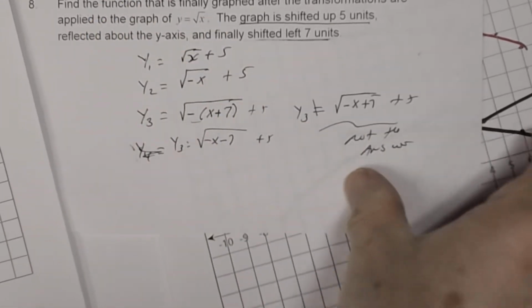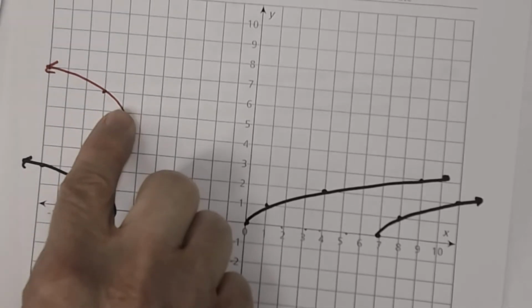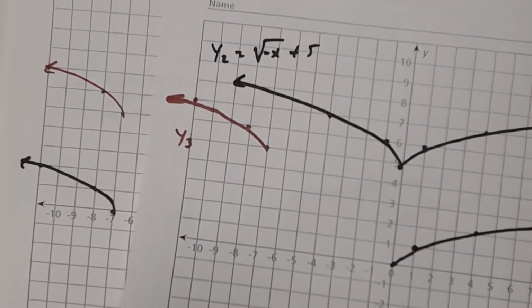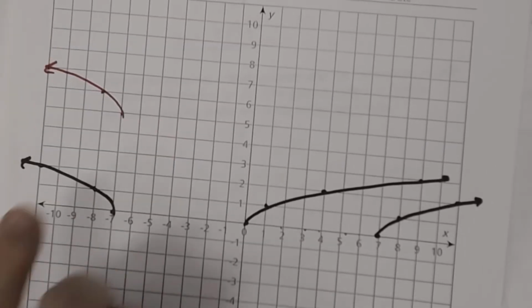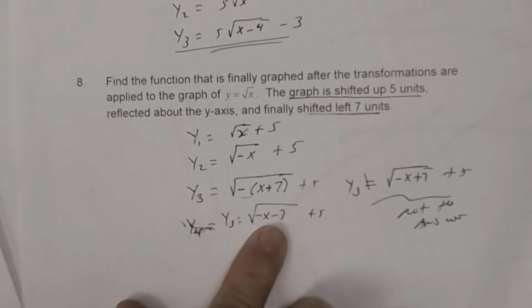Now remember, this order gave me this graph, right? Is this the same graph as this one? Yes, it is. That's the same graph. That's what I wanted. So therefore, this right here is my equation.